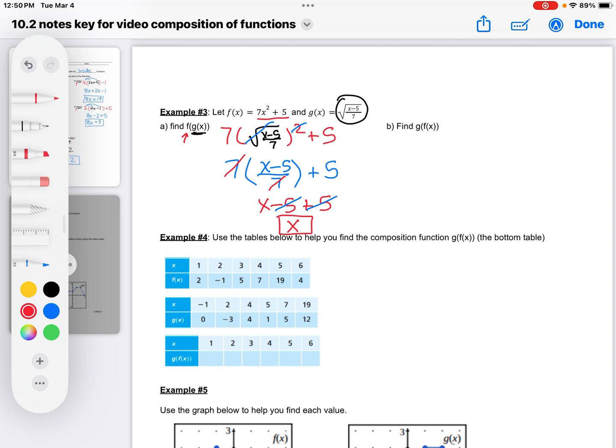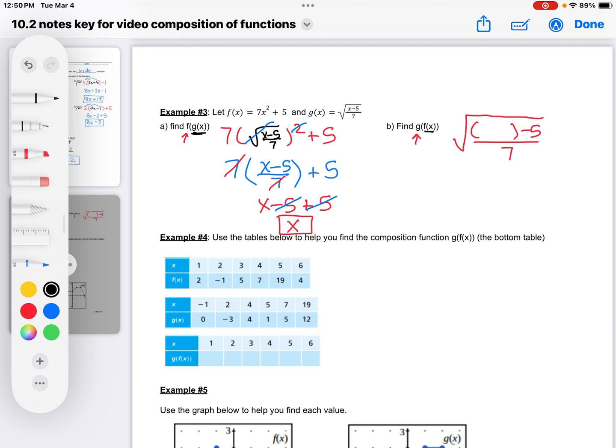This time we're going to do g of f of x. My g is the outside function. Let me erase some of this here. G is the outside function this time, and so that means I'm going to take the square root of something minus 5 over 7.